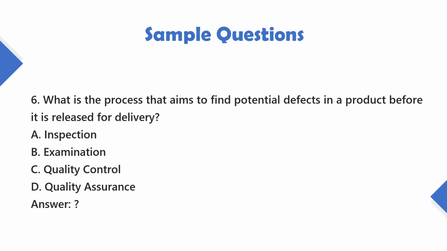6. What is the process that aims to find potential defects in a product before it is released for delivery? A. Inspection. B. Examination. C. Quality control. D. Quality assurance.